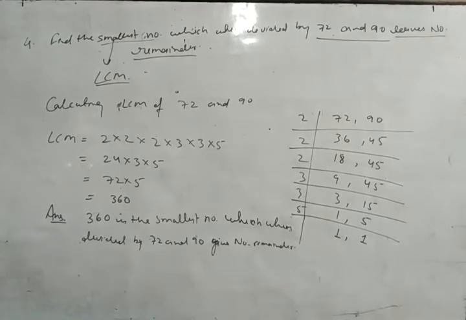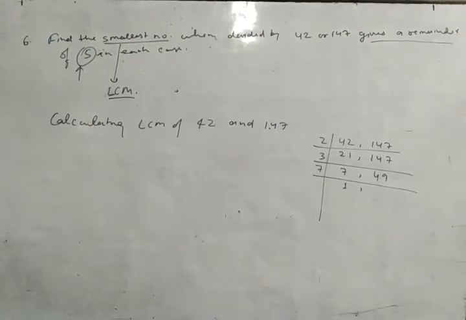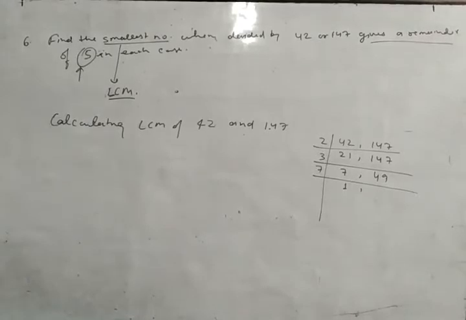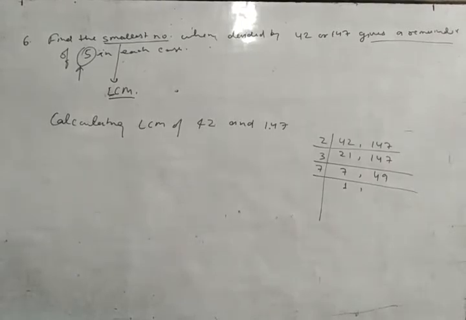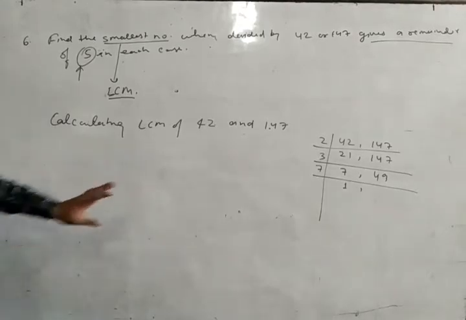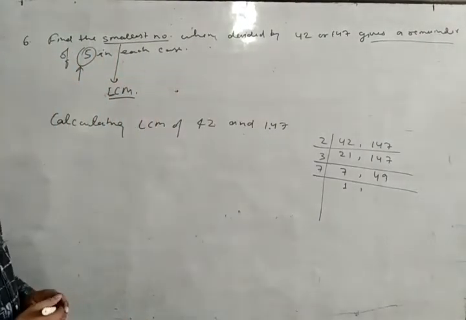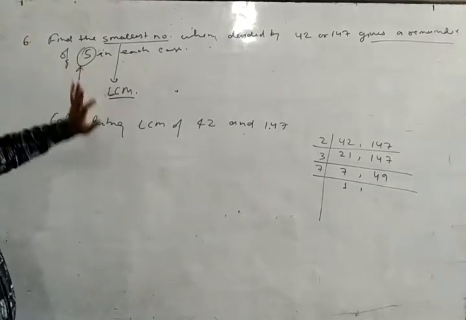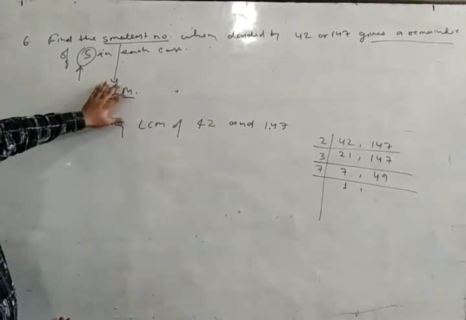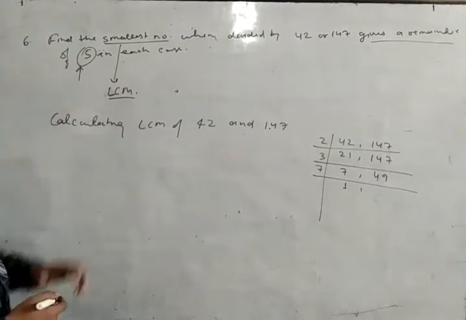That is the number 4 type of question. Students, this is our 4th type of question where we have to find the smallest number which when divided by 42 and 147 gives a remainder of 5 in each case. So we have to mark the words "smallest number", means we have to calculate the LCM, and "leaves a remainder of 5", means in this case it will leave a remainder. You have to find the LCM of the numbers and it will leave a remainder of 5.